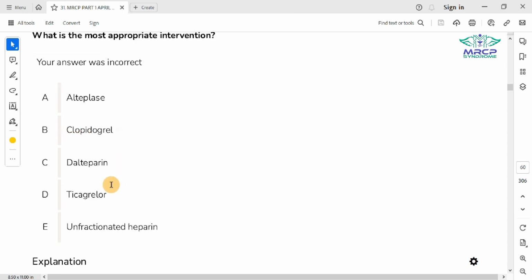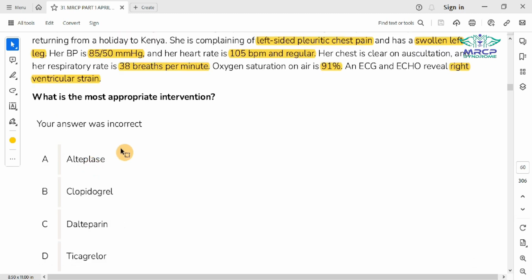And clopidogrel and ticagrelor are antiplatelet drugs. Mode of action of clopidogrel and ticagrelor: P2Y12 inhibitors. Yes, they are ADP receptor blockers. And dalteparin is a low molecular weight heparin. This is indicated in a patient with pulmonary embolism without hemodynamic instability. But whenever there is hypotension, directly go for thrombolysis.